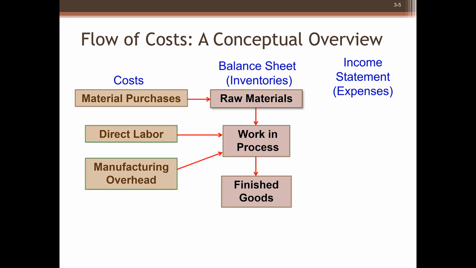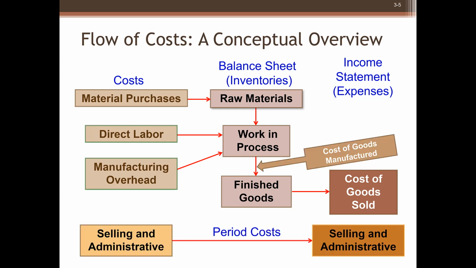When goods are completed, their costs are transferred from work in process to finished goods inventory account. When goods are sold, their costs are transferred from finished goods to cost of goods sold. Keep in mind, cost of goods sold is an expense account, which will be reported on the income statement. The amount transferred from work in process to finished goods is called cost of goods manufactured.